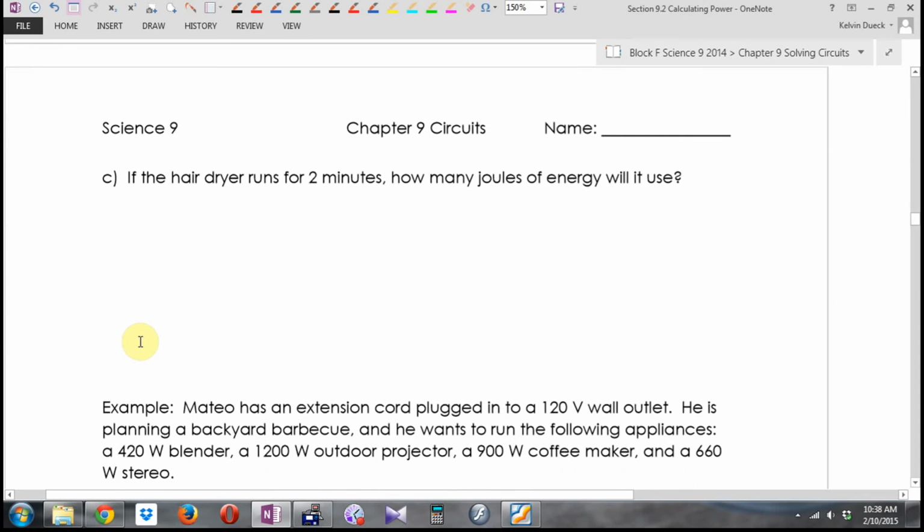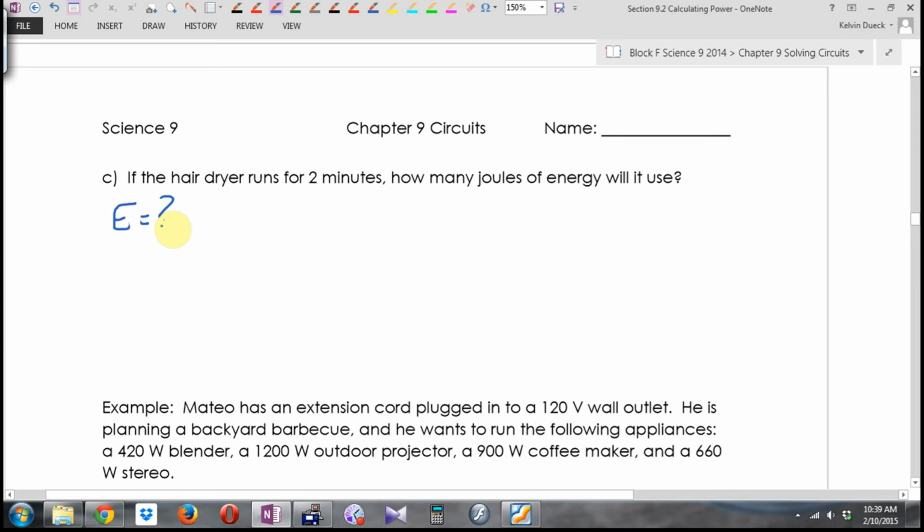Part C. If the hairdryer runs for 2 minutes, how many joules of energy will it use? All right, what's this asking me to find? How many joules of energy? And the symbol we're using for energy is a capital E, question mark.